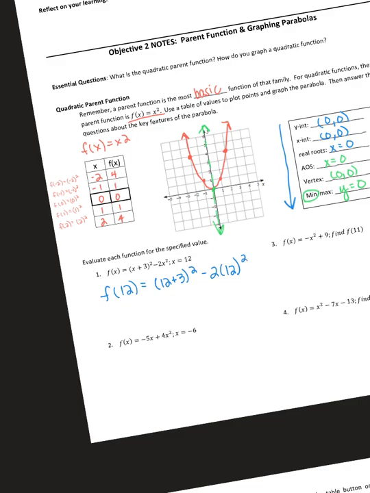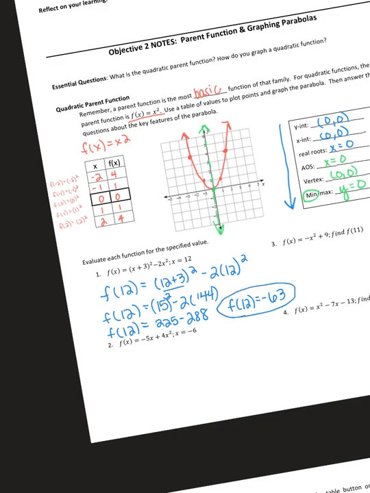So then we need to evaluate inside the parentheses first. 12 plus 3 is 15. So f of 12 is equal to 15 squared, minus 2 times 12 squared is 144. And I dropped my squared here accidentally. Okay. And then we're going to evaluate each of these. So 15 squared is 225. And 2 times 144 is 288. So when we evaluate this, f of 12 is equal to, let's see, what is that? Is that negative 63?